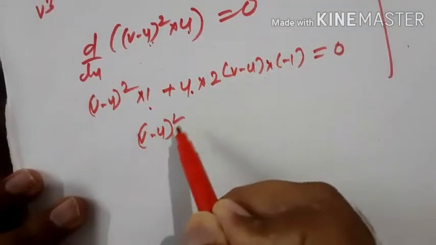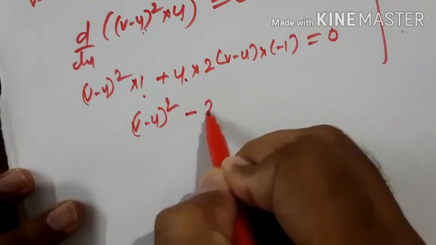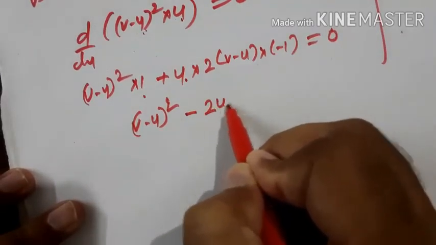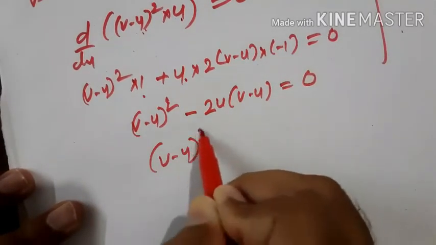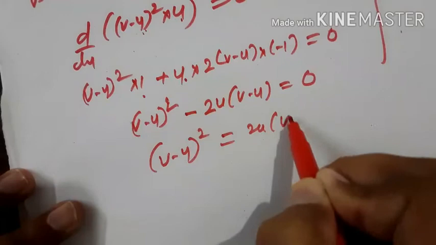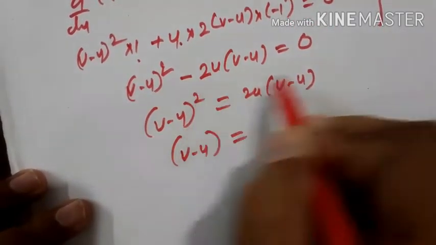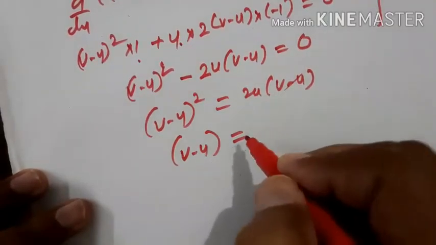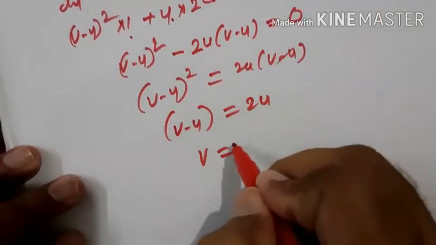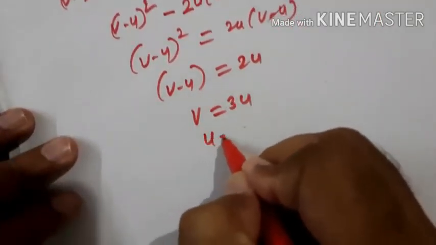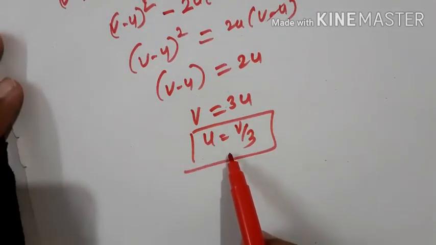(V minus u) whole square, then minus, simplify this one, 2u(v minus u) is equal to 0. Then (v minus u) whole square is equal to 2u(v minus u). Then v minus u will be what? So this gets cancelled, you will get 2u. Then v equal to what? You get 3u. Then u will be v by 3. So the velocity of the plate will be v by 3.